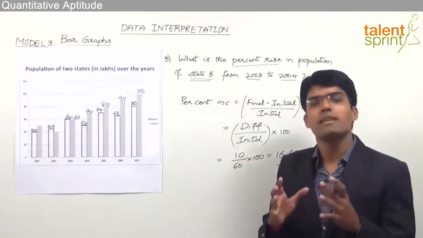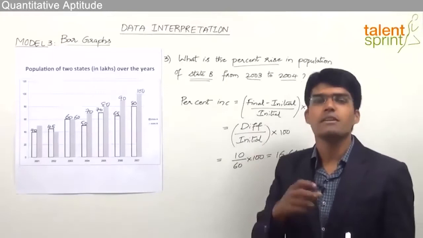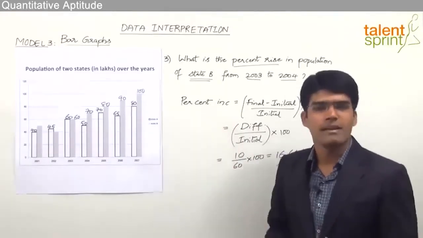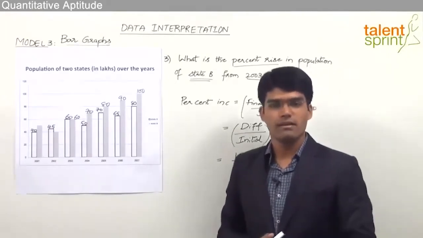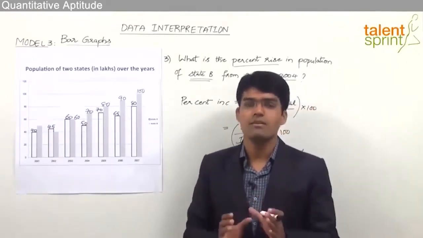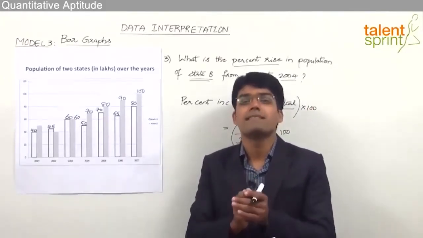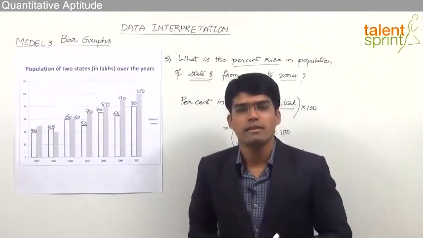But not always. Only in certain cases like increment by half or decrement by half, it will be easy for us to decide. Otherwise, again we can take it as final minus initial by initial into 100, or difference by initial value into 100. So this is one very important question which is asked in case of bar diagrams especially. That is percentage change. Final value minus initial value by initial value into 100.